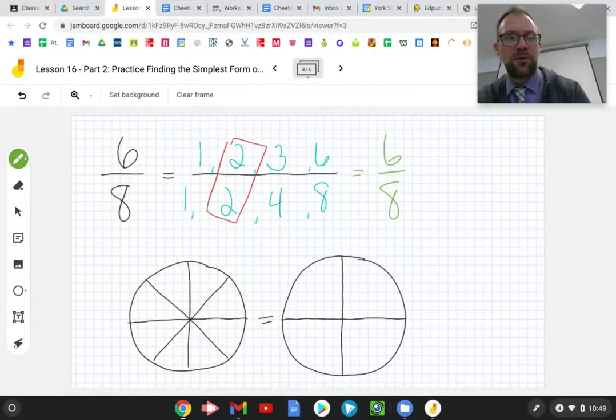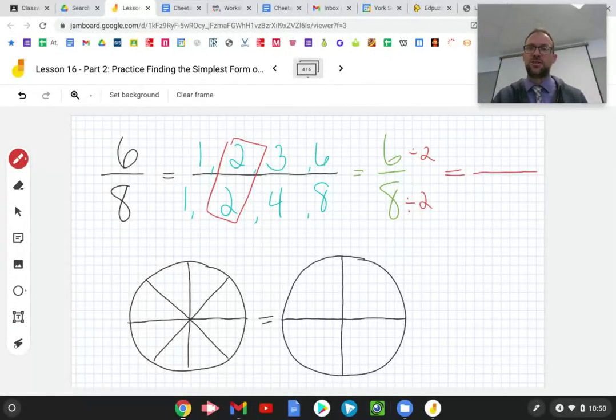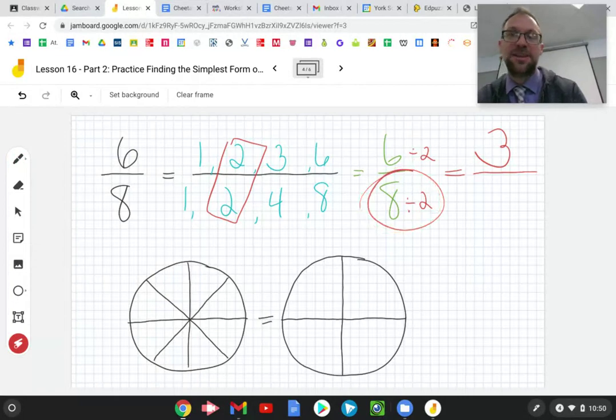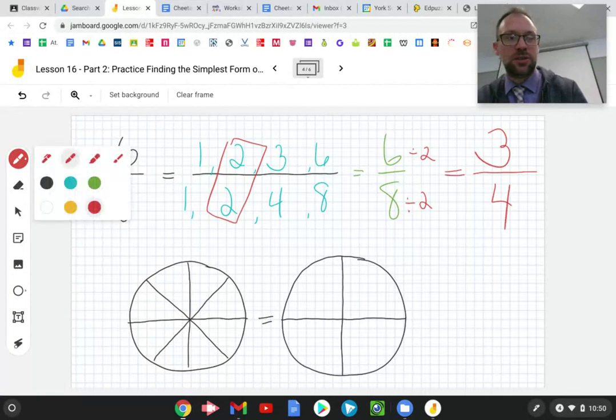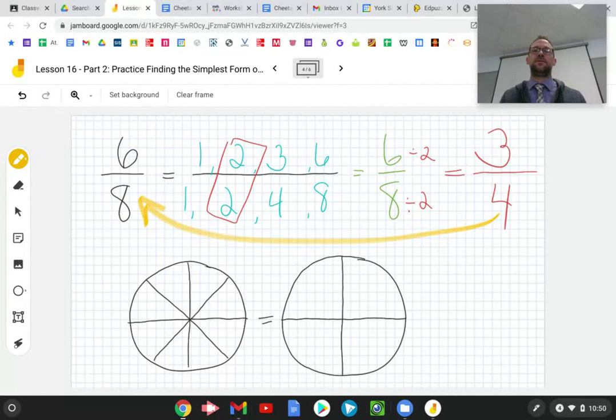So let's go ahead and rewrite our fraction over here. 6/8. And then we'll divide that in step 2. We'll divide 6/8 by the greatest common factor, which is 2. We have 6 divided by 2 and 8 divided by 2. All right, so let's go ahead and divide. First, the numerator, 6 divided by 2. That is 3. And next, the denominator, 8 divided by 2. And that is 4. So we have just learned that 3/4 is equivalent to 6/8.